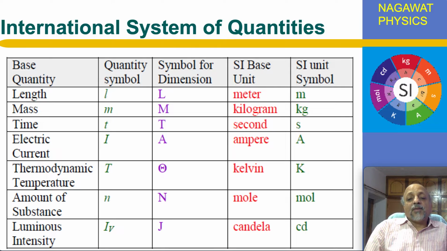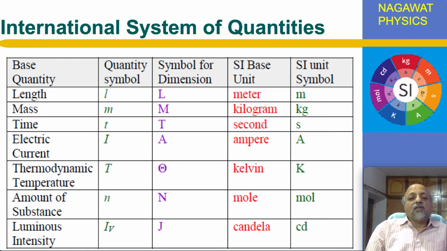Time is another base quantity. Its quantity symbol is italics T, its symbol for dimension is capital T, its SI base unit is second, and its SI unit symbol is small s. And at least for coming few lectures, you would have to remember these 3 base quantities, length, mass and time, because many quantities which I will be introducing in coming lectures will be involving dimensions of length, mass and time only. But later we will move further and discuss electricity and magnetism and electromagnetism, and then the electric current, the 4th quantity, would also become important, and base quantity.